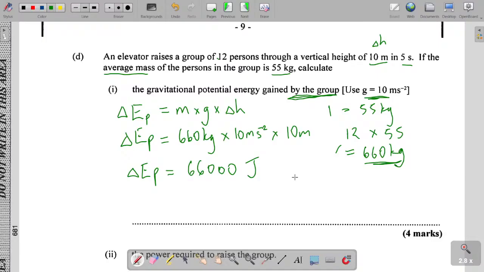Alright, if you're following, just put a 1 in the chat if you got that question a while ago. Just put a 1 in the chat. Got that question. That's going to be your 4 marks. Now if you don't calculate the total mass of the 12 persons, you're going to lose marks from the question.